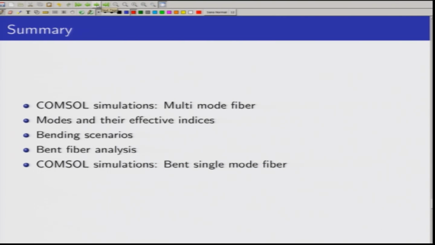Summarizing what we have seen till now, initially we went through the COMSOL simulation for multimode fiber, and we have seen how the different modes look like, and also made a comment on their effective indices value. Then we have seen different bending scenarios. One of the bending scenarios is FTTH application, and we have seen what happens when the fiber is bent, and also the classification of bending.